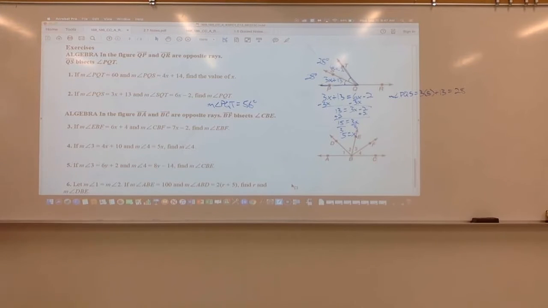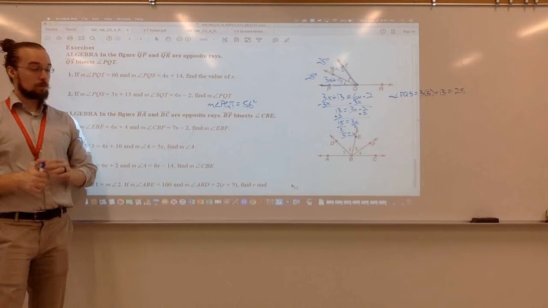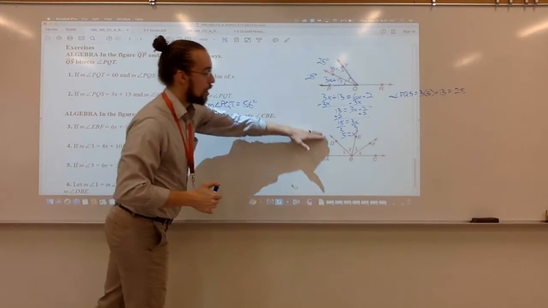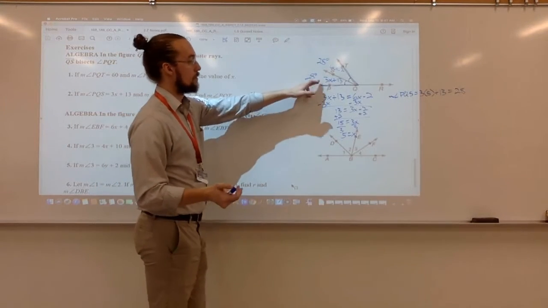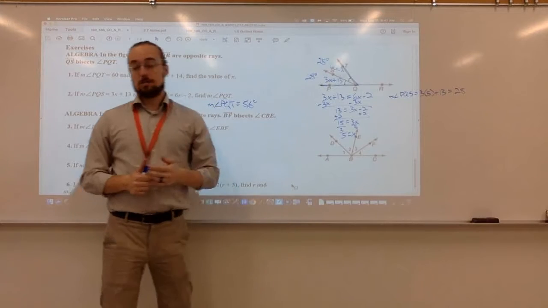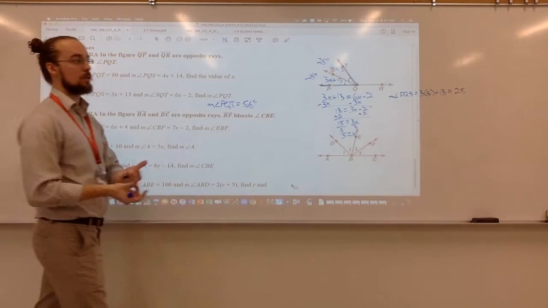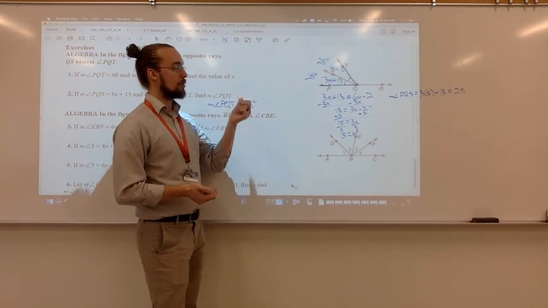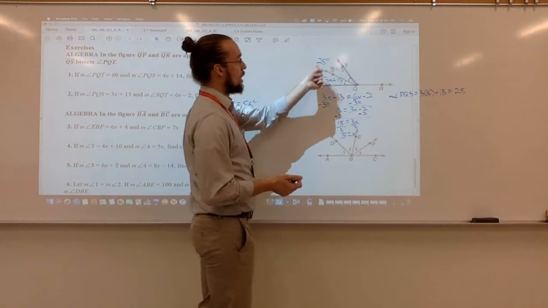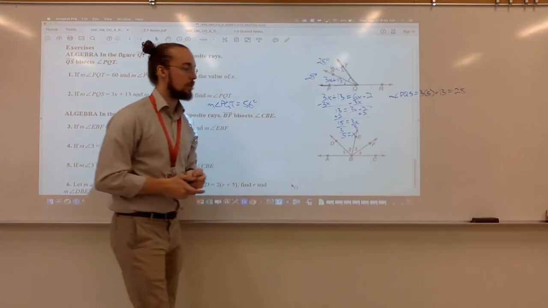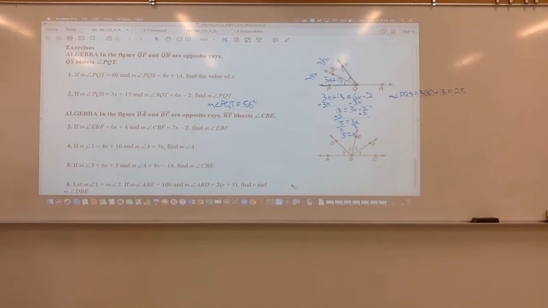Okay. So this one, the setup, was just like we've been doing, right? If we have an angle bisector, those two angles are equal. So set the expressions equal and solve. But then we had to think a little bit about how to answer the final question, right? If we want the whole angle, PQT, this is how I would have to solve it. Questions?